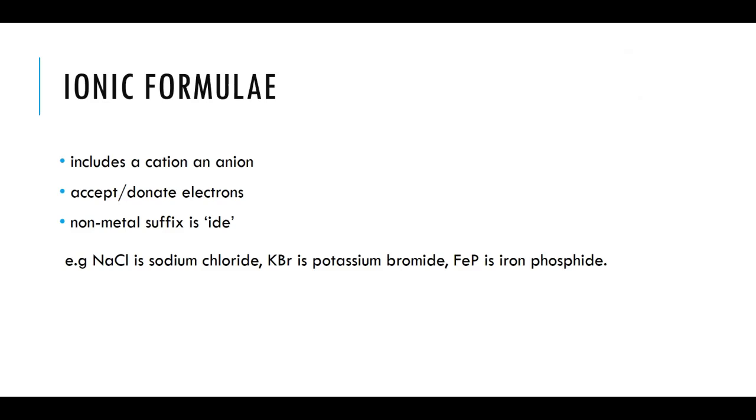When we write the formula and name them, we start off with the metal, such as the example given, sodium chloride. We start off with the metal, which is sodium, and the one following is the non-metal. Much like potassium bromide, we have the metal, potassium, the non-metal bromide, and iron phosphide, and so on. Now, when we name them, the non-metal suffix becomes "ide." So rather than saying chlorine, it becomes chloride, bromine is bromide, and phosphorus is phosphide. It is something that comes with practice.